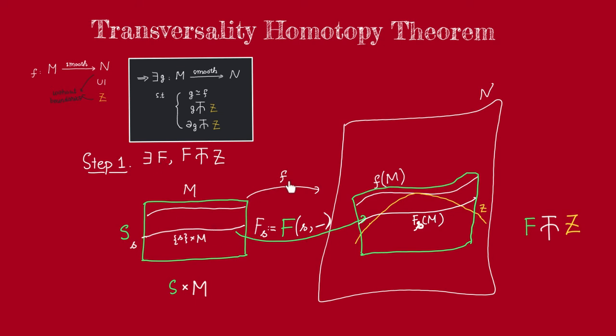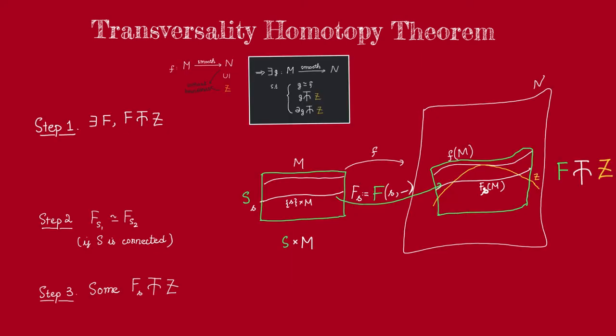We can extend this little f to a family big F in such a way that big F is transversal to Z. Now, in step 2, we're going to show that any two maps in this family are going to be homotopic. That is, assuming that S is connected. Finally, we will show that at least one map in this family is going to be transversal to Z. Now then, because of step 2, we know that any such member must be homotopic to this little f, and thus we have proven that f must be homotopic to some map that is transversal to Z.